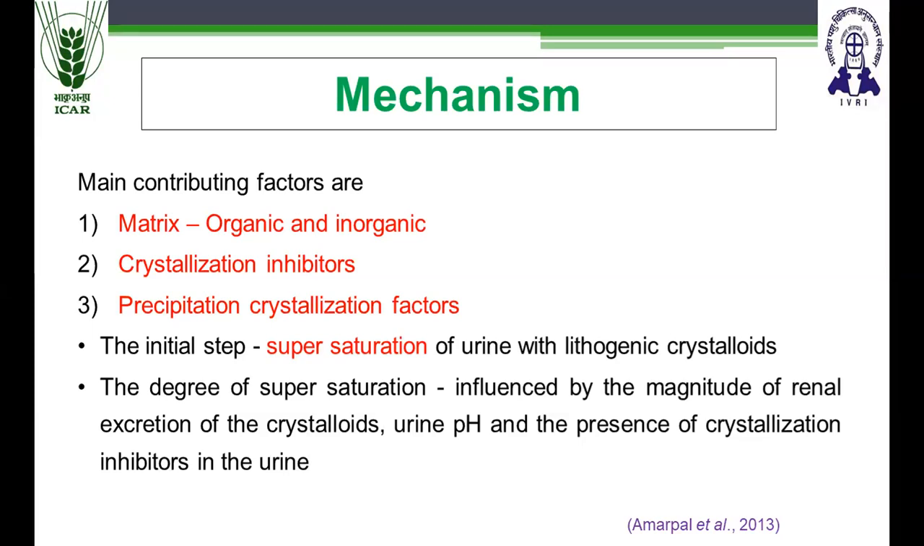Precipitation crystallization factors: there are certain inorganic minerals in the urine which can support precipitation and crystallization. So it is a combined union of all these factors which leads to the development of calculi. The initial step in calculi formation is the nidus formation, and later the supersaturation of the urine occurs with lithogenic crystalloid. The degree of supersaturation is influenced by the magnitude of renal excretion of crystalloid, urine pH, and the presence of crystalloid inhibitors in the urine.